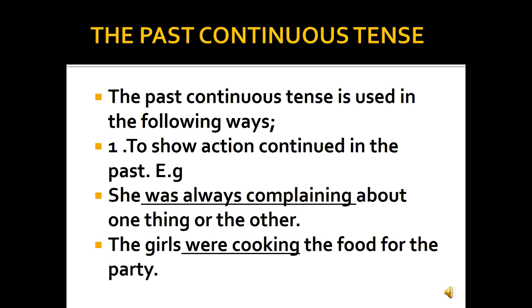So the underlined words, was always complaining. It shows that was is past, then complaining with ing is continuous or progressive tense. Join them together, we have past continuous tense. That means the action took place in the past and was continuing. So the girls were cooking the food for the party. All this, were cooking, is the past continuous tense, and it shows that the past action was still in progress.